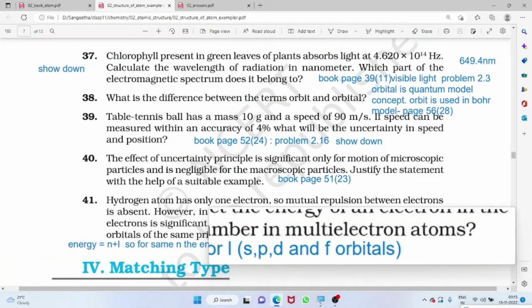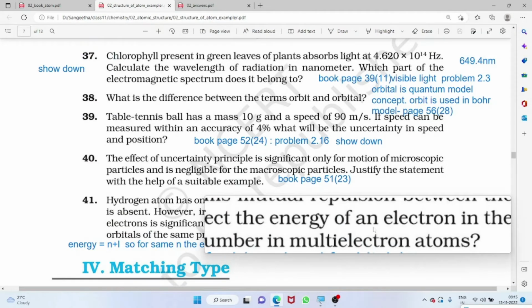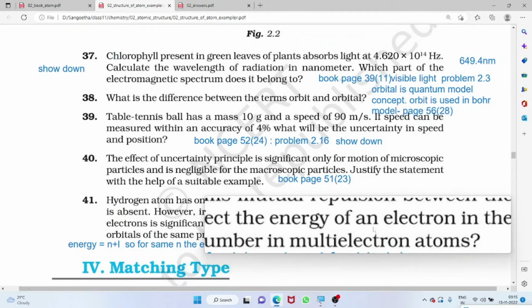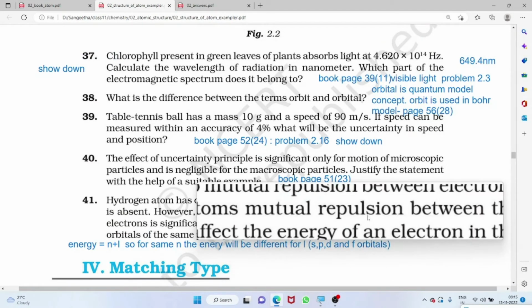A table tennis ball has a mass of 10 gram and a speed of 90 meters per second. The speed can be measured within an accuracy of 4%. What will be the uncertainty in the speed and position?